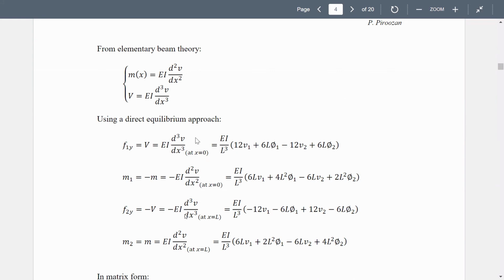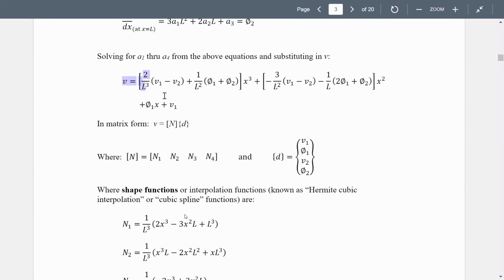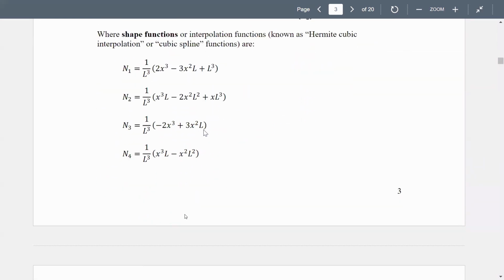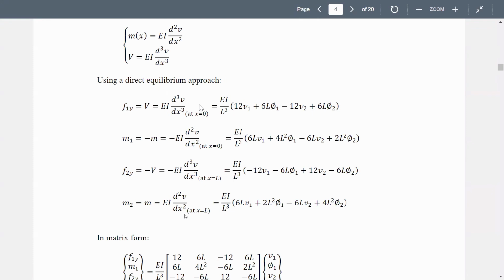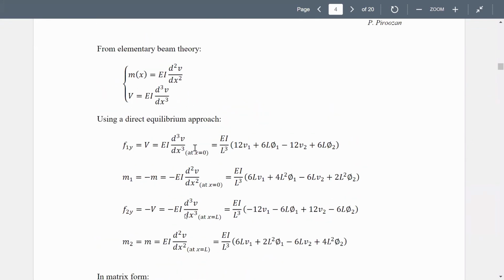So we need the third derivative of V, but we found V. This is our V. This is x cubed, this is x squared, this is x here. So we need the third derivative of this, evaluated when x is 0. When we put x as 0, we get this one: EI over L cubed, 12V1 plus 6L phi1 minus 12V2 plus 6L phi2. Do the same thing for the others.